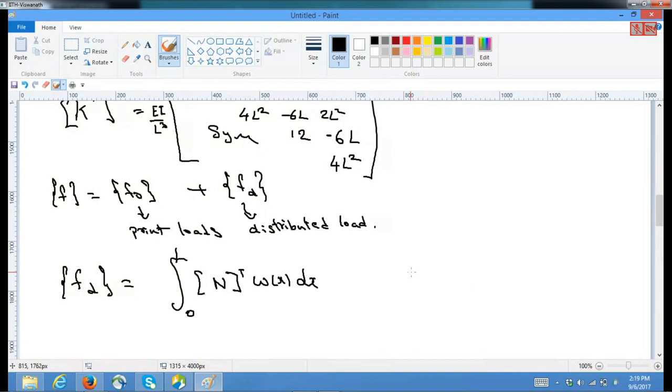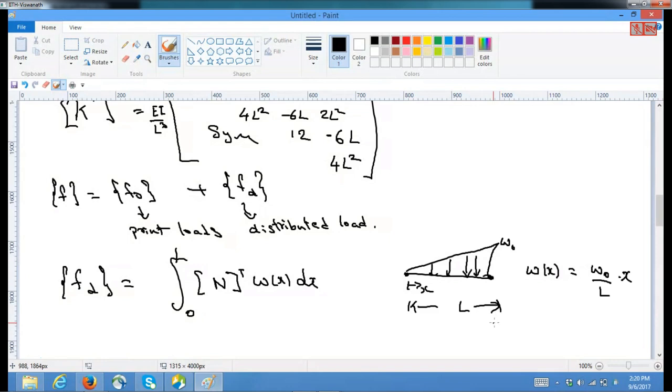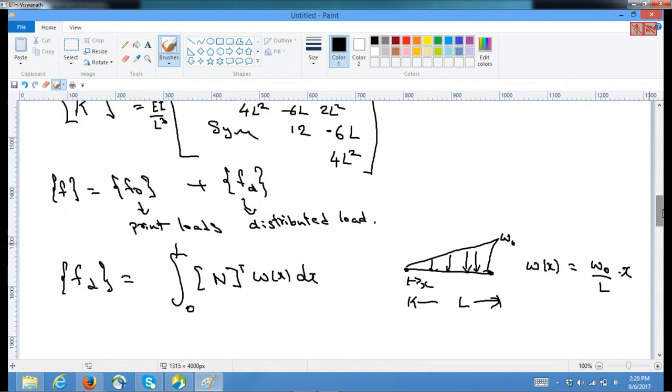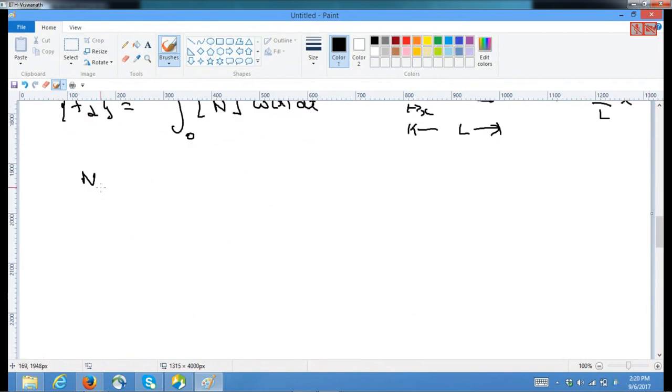So for example, if you have a beam, let's say X is measured from this direction, you have a triangular loading with this as W naught. Then your W of X is equal to W naught over L into X, where L is the length of the beam, and at any given X, this is the intensity. And we already know our shape functions, N1 of X, which we derived earlier.